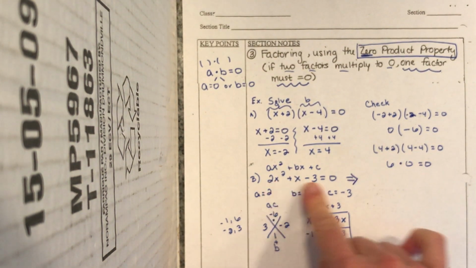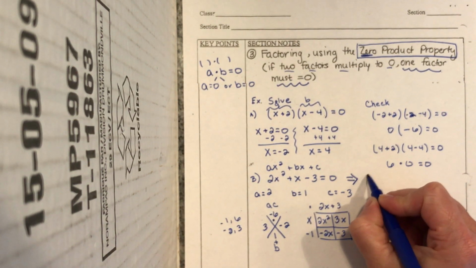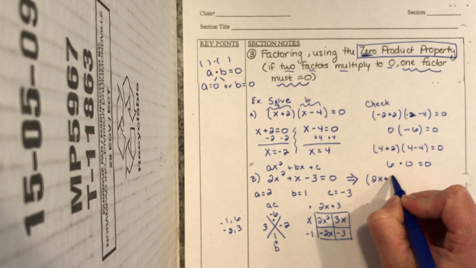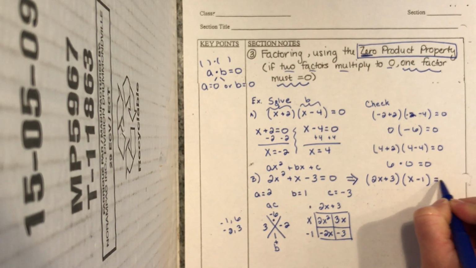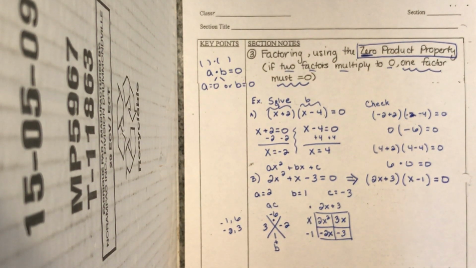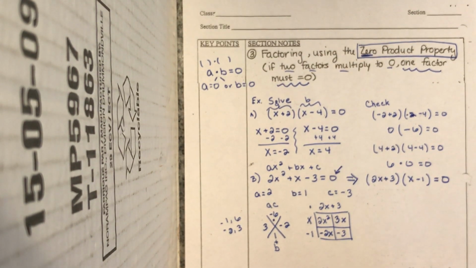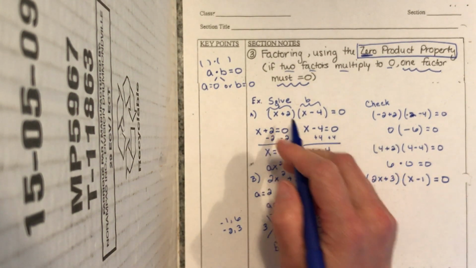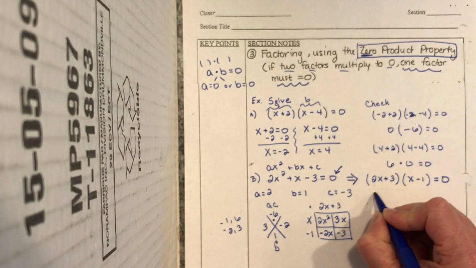So I couldn't solve my equation when it was in standard form, but I can rewrite it in factored form. So I have 2x plus 3 times the quantity of x minus 1 equals 0. Again, just like the previous problem, this has to equal 0 in order for me to use the zero product property. So from the very beginning, I have to make sure my equation equals 0. And now we're right where we were in our last example.